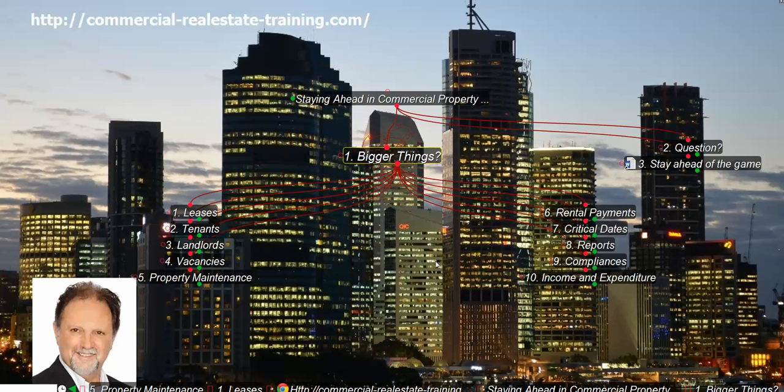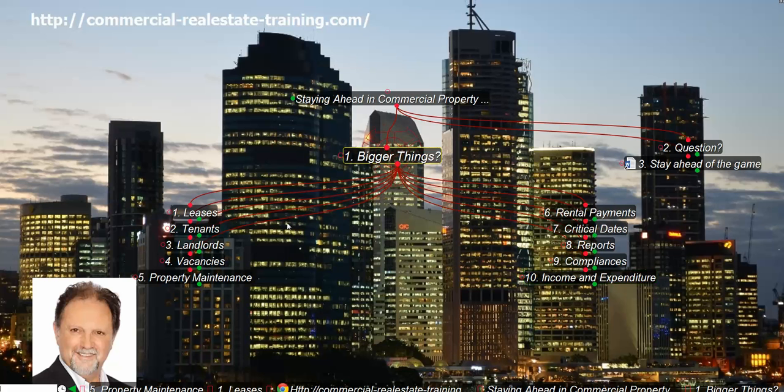So the bigger things to look for, the things to maintain and control, are the following. First, we have the leases. Then we have the tenants in the building. Of course, you need to understand the landlords that you serve. And then there will be some vacancies in the property to look after, and also property maintenance activities. There will be some rental payment issues to watch for, critical dates in the leases and also with the tenancy mix. And then there'll be a reporting requirement to work with the landlords so you can update them on what's happening within the asset. And every property needs to comply with the building code, so there'll be compliance issues and risk issues related to the asset. And lastly, income and expenditure.